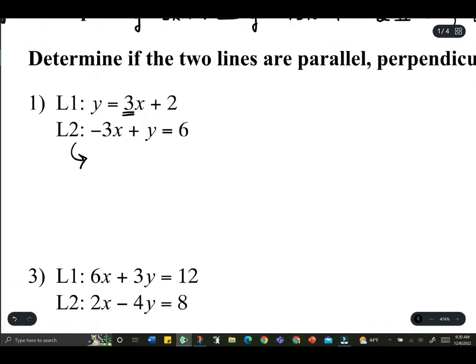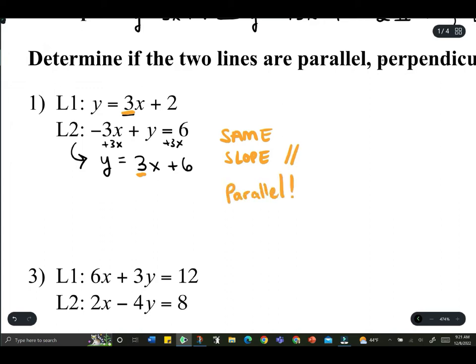Now, it's not in slope-intercept form, so I'm going to put that into slope-intercept form so we can see what's going on here. We do that by adding 3x over, and we find out that it's really 3x plus 6. So at this point, you just look at the slopes. Line 1 has a slope of 3, line 2 has a slope of 3. Hey, they're the same slope. Thus, parallel, okay? So these two lines are parallel. If you were to graph those, you would see that. That's the main idea here.